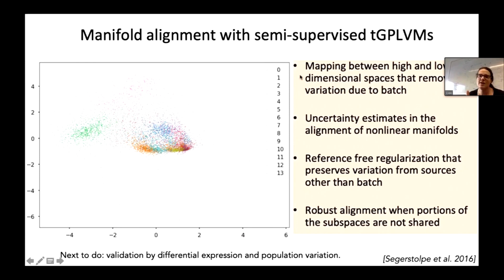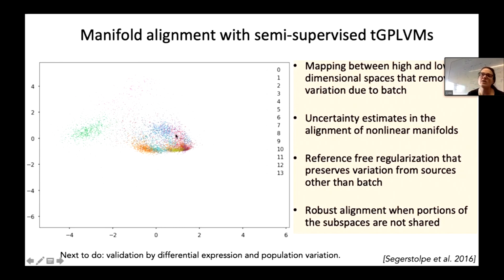So in particular, when you think about this low dimensional space, because we have a nice function inversion, we are able to map back to the high dimensional space in a way that actually removes the batch effects. We have really nice uncertainty estimates simply because this is a posterior estimate of a manifold, so we have error bars on this.